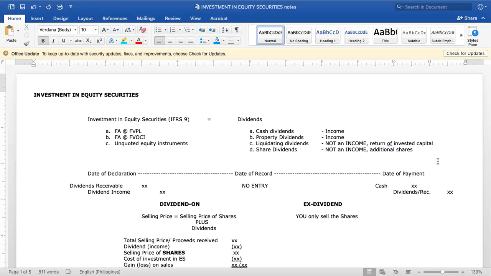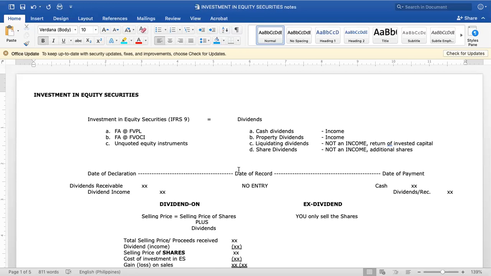Here in the dividends, we have three important dates to take note of. You have the date of declaration, the date of record, and the date of payment. What do we mean by date of declaration? The date of declaration is the date when the board of directors approved to declare dividends, to give dividends to the shareholders. This is the time when the dividends are already approved by the board of directors.